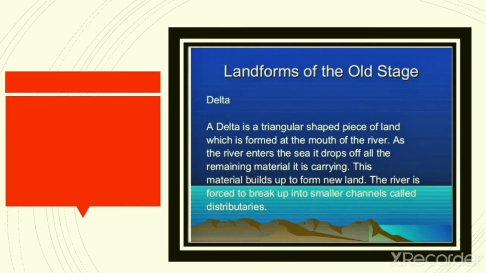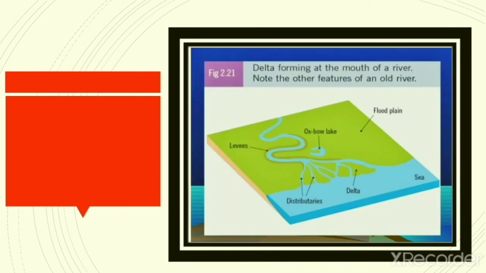Landforms of the old stage. Delta. A delta is a triangular shaped piece of land which is formed at the mouth of the river. As the river enters the sea, it drops off all the remaining material it is carrying. These materials build up to form new land. The river is forced to break up into smaller channels called distributaries. Delta forming at the mouth of a river. Note the other features of an old river.